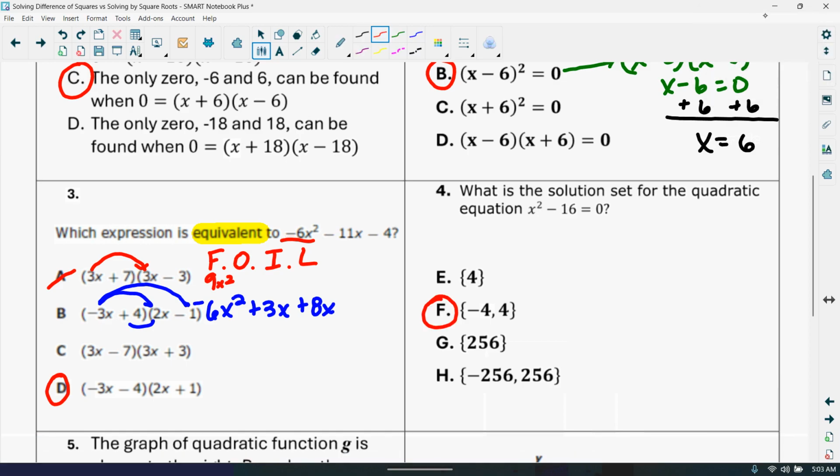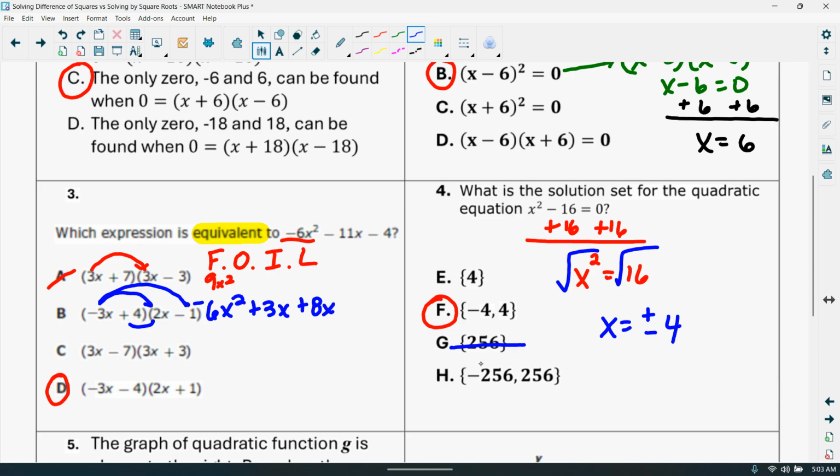All right, should have got F here. I just went to solving it, isolating the x squared, so I just add 16 on both sides. x squared equals 16, and then I'm just taking the square root. And the square root of 16 is a positive and negative 4. So there's no way it's going to be larger. Hopefully you recognize you can eliminate those. They're just trying to trick you a little bit.